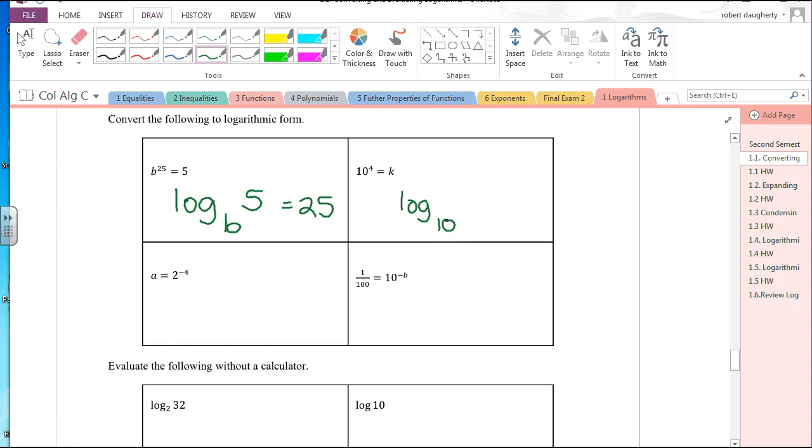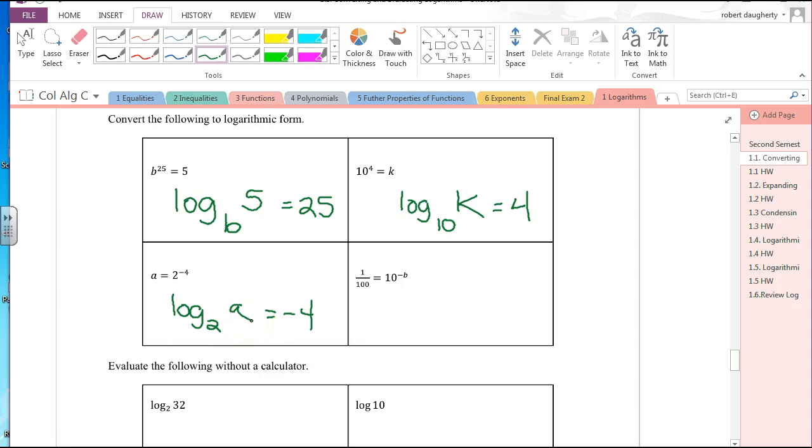What's the exponent you see in that exponential equation? 4. So where will I write it? Yeah. And what's the only other number I haven't written? K. Log base 10 of k is equal to 4. What about this one? What's the base? 2. What's the exponent? -4. So where do I write -4? Yeah, over here. And then what's the only other thing left? That is a.